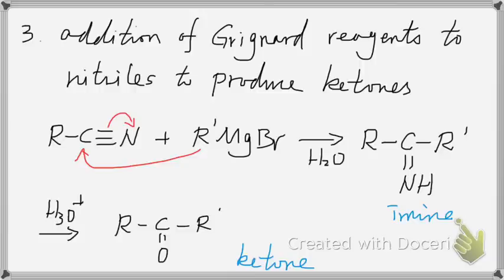So the overall reaction here: the nitrile can react with a Grignard reagent, and eventually it provides a ketone as the final product. And these are all the reactions that we cover in this chapter regarding carboxylic acid derivatives.